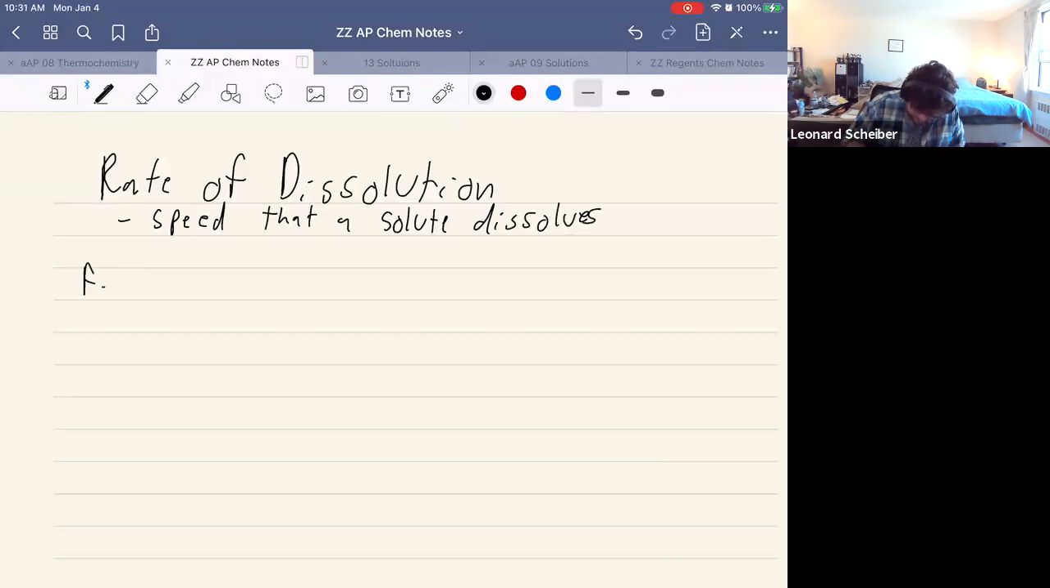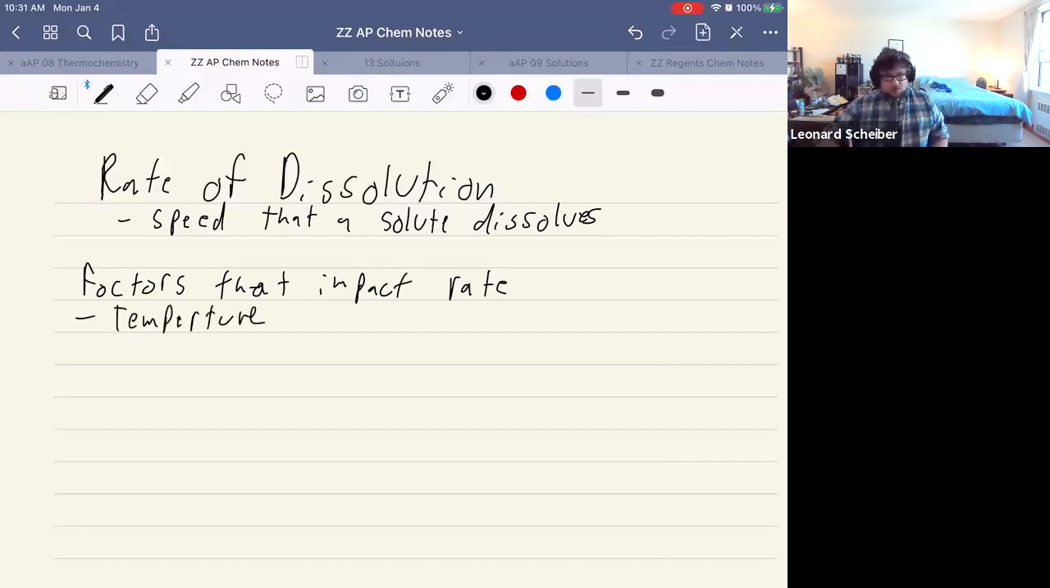And of course, factors that impact rate here: temperature, once again. So yes, hot water will be able to dissolve faster and dissolve more. That's kind of the in between. But there are other factors that only affect rate and not solubility.